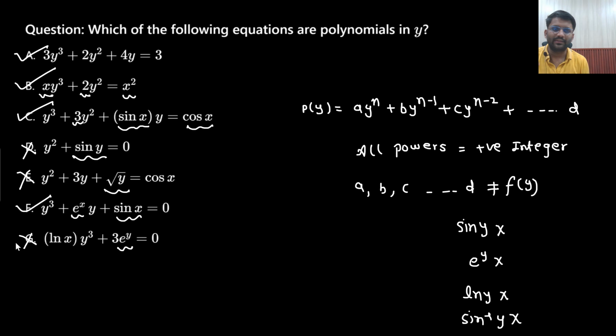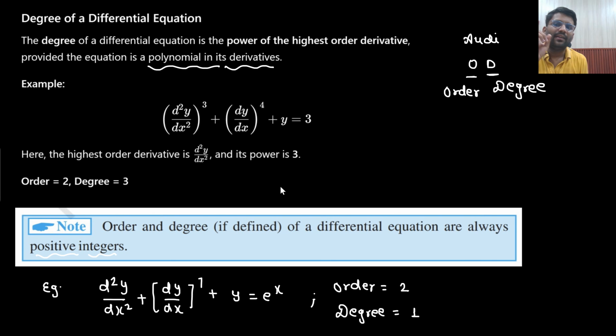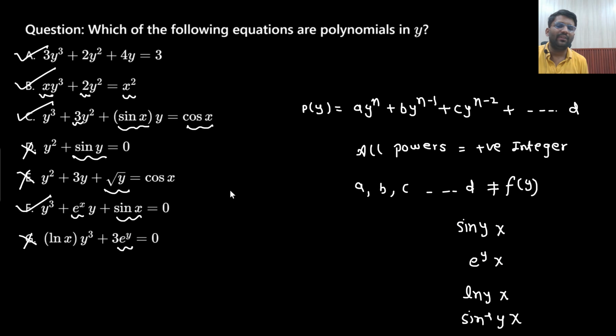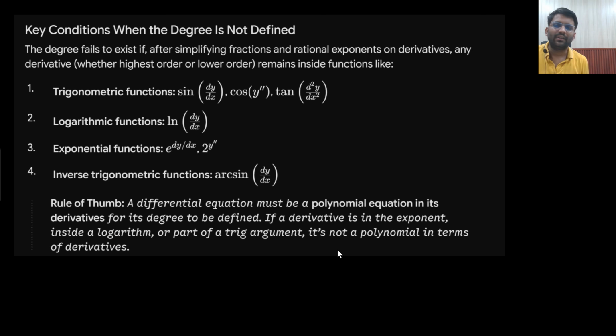Okay. Understandable? So the degree will be defined if your equation is polynomial in its derivatives. So this time y will be replaced with the derivatives. What does that mean? Let's see this condition. What they are saying? The degree fails to exist if after simplifying the fraction and rational exponents on its derivative. Now ignore this line as of now. You will understand the meaning of this line in the next slide. But as of now, what you will read is that the degree will fail to exist if any derivative, whether highest order or lower order, remains inside functions, like inside sine or inside cosine.